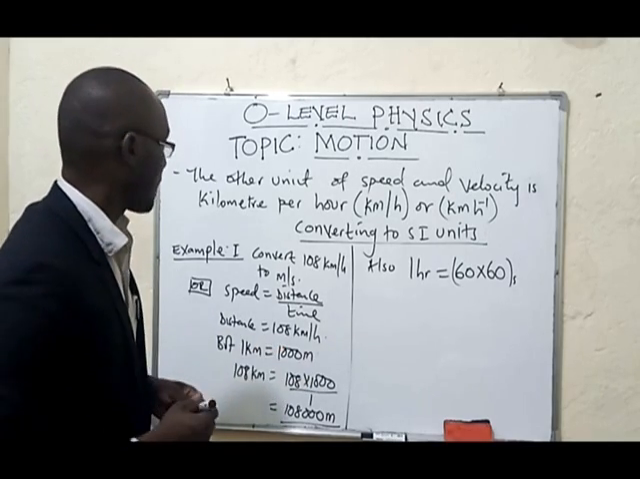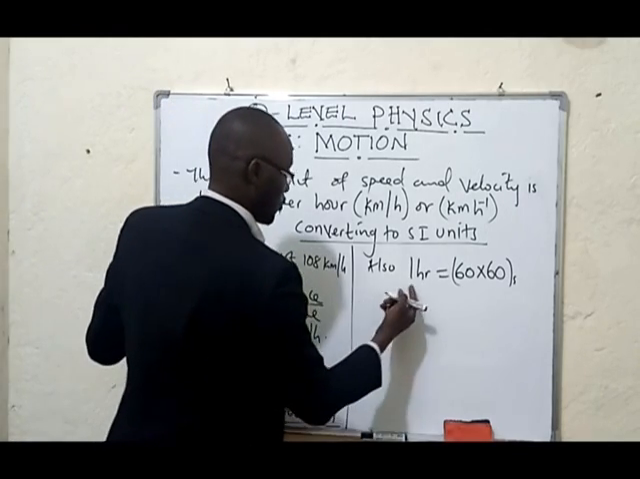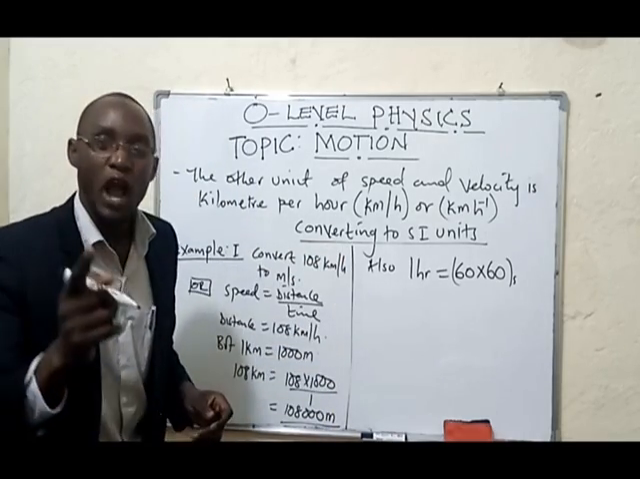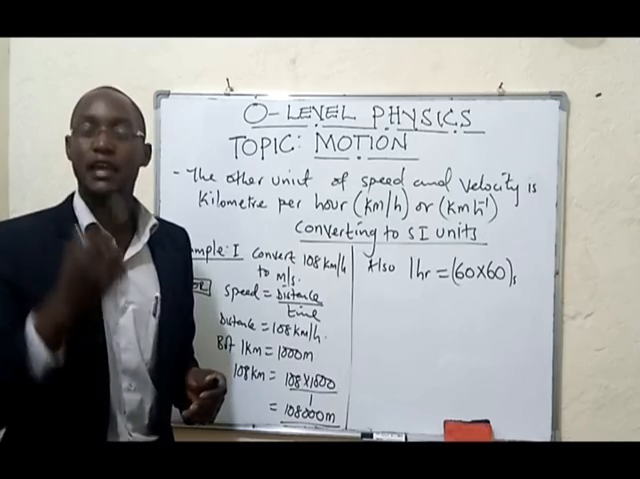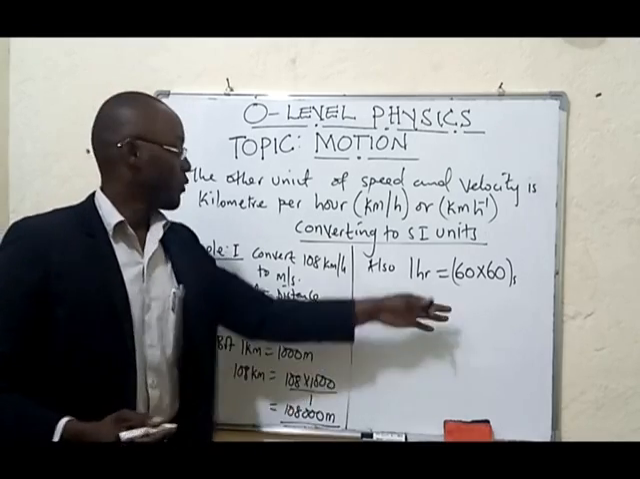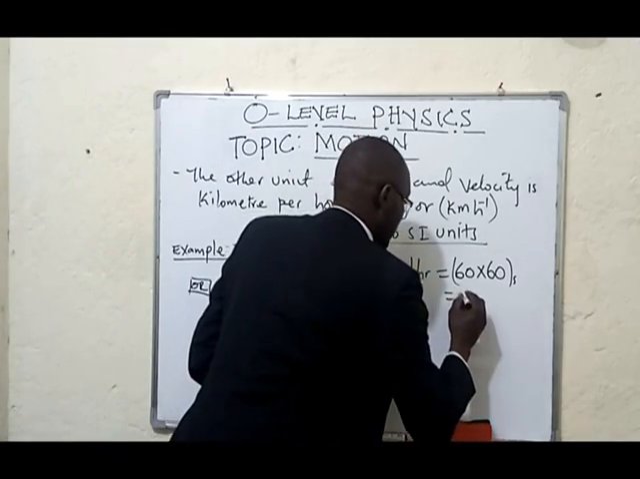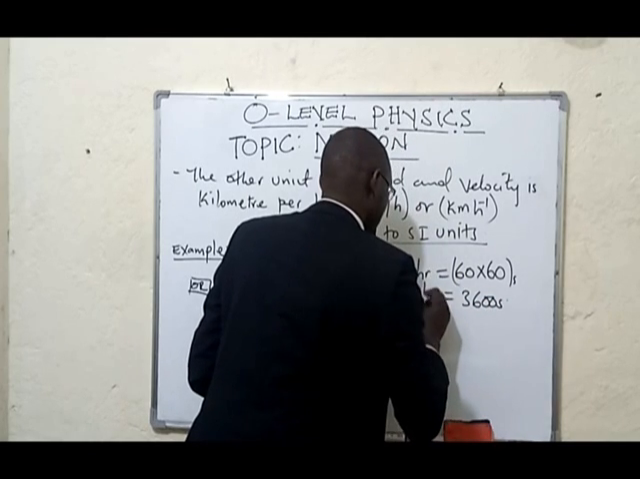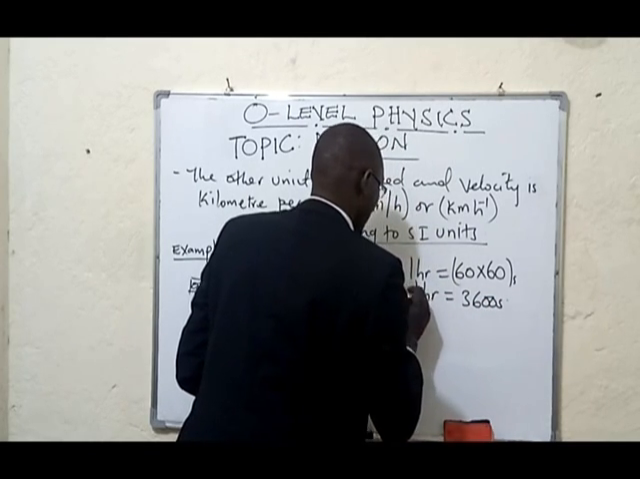Very interesting. What about 1 hour here? Automatically it is the 1 hour. We are talking about per hour, every hour. That is the meaning of the slash, every hour. So it is the 1 hour. We have converted it already, and we have got 3600 seconds. That is the equivalency of 1 hour.